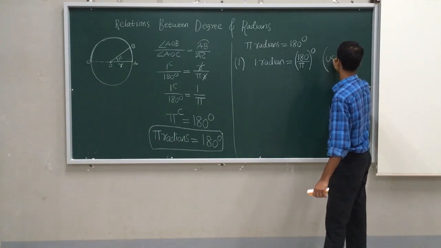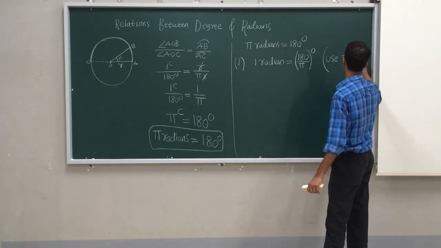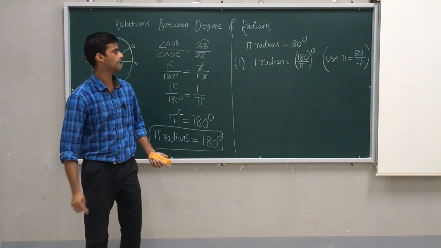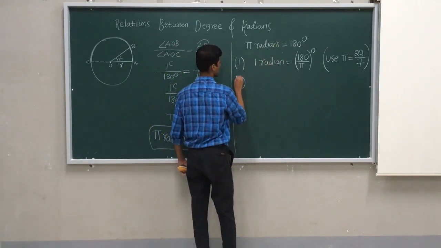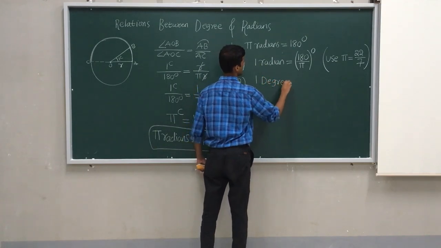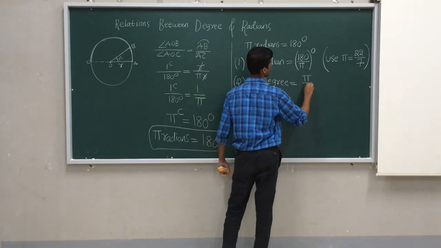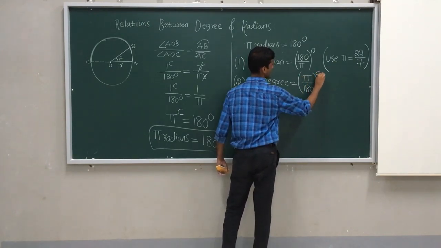And the very important instruction is use pi equal to 22 by 7, instead of 3.14. If pi radian is 180 degree, one more conclusion: what is 1 degree equal to? 1 degree is nothing but pi by 180 radian. That is the radian connotation.